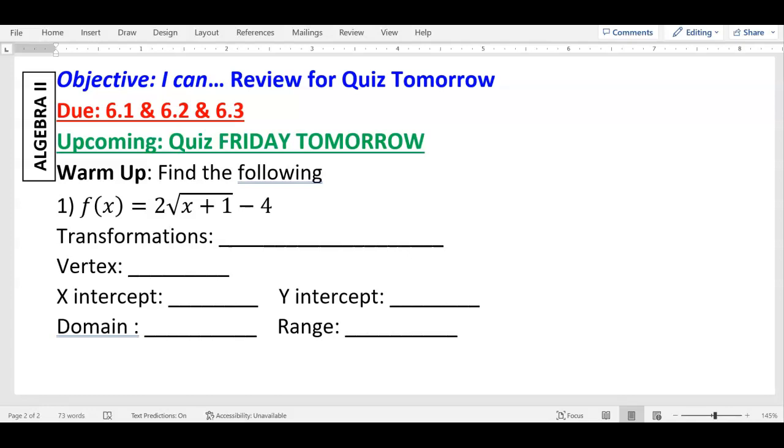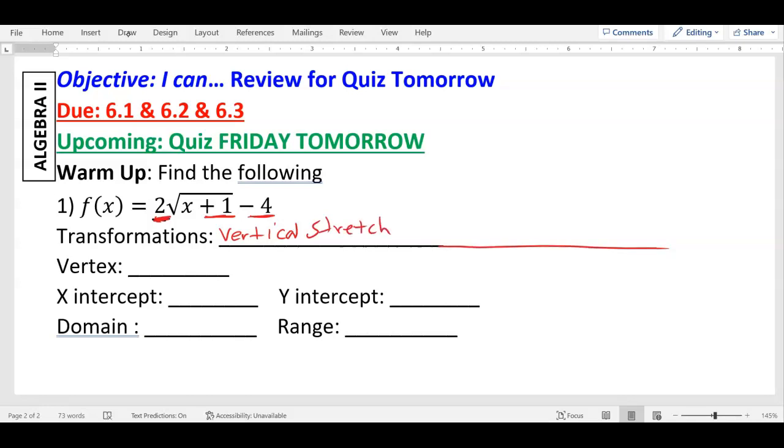First things first, transformations. Do y'all see that there's a 2, a +1, and a -4? All three of those are a transformation. The notes for 6.1 explained it all on the left-hand side, what those mean. Let's see if we remember. What does the 2 do to the graph? Vertical stretch by a factor of 2. If it was a compression, it would be less than 1, like a half or a third or something. But this is a vertical stretch.